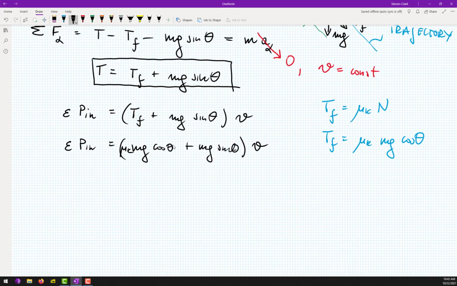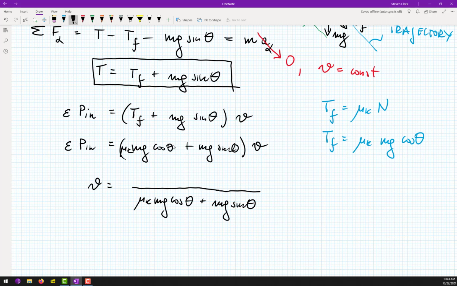So you already see it. Velocity will be equal to epsilon P in over mu k mg cosine theta plus mg sine theta, and these are all known values. Okay, this is the solution.